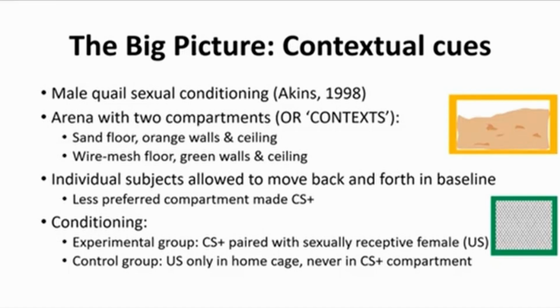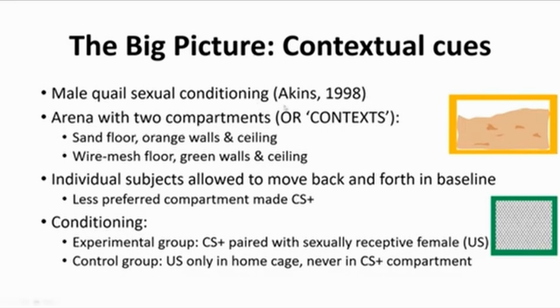The next thing we're going to look at are contextual cues. So this is, instead of looking at sort of one isolated S plus or S minus, what if we start looking at the big picture? What if we start looking at the environment or the context in which this behavior is occurring? So we can ask the question of, can behavior come under the control of contextual cues?